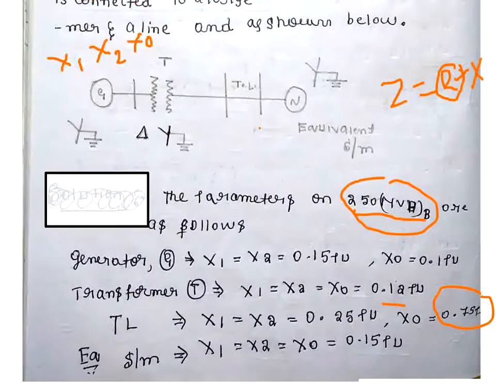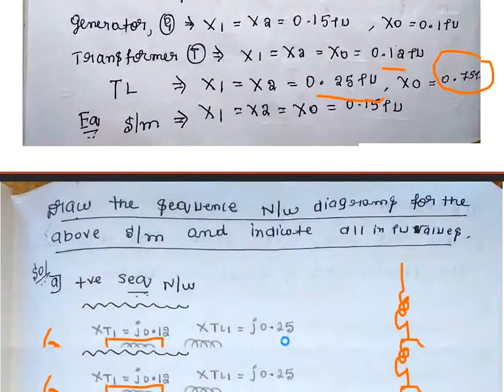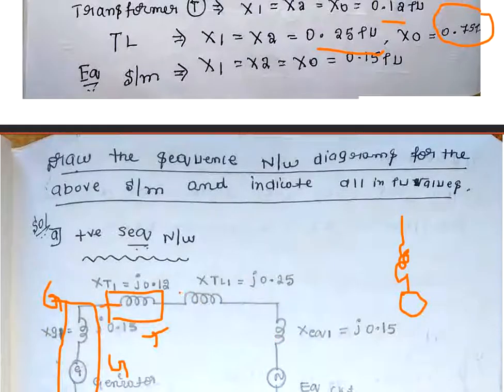Yes, this, after the transformer, the transmission line. So for the transmission line, the positive sequence network has been given as 0.25, right? So write 0.25. It has been connected, it is 0.25. Then, what is next?